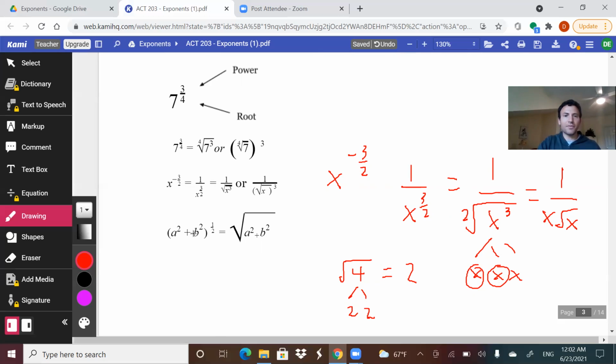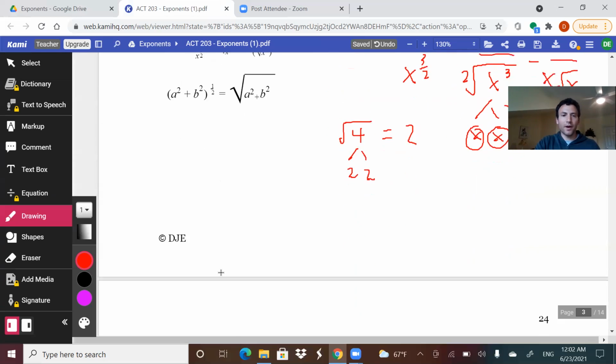Anyway, a common thing you'll see is something to the 1/2. Well, that's just to the first power, right? But then you just take the square root. So that's what that looks like right there.